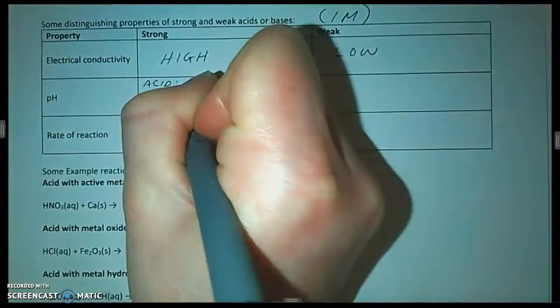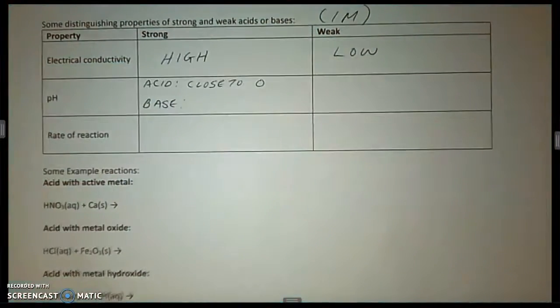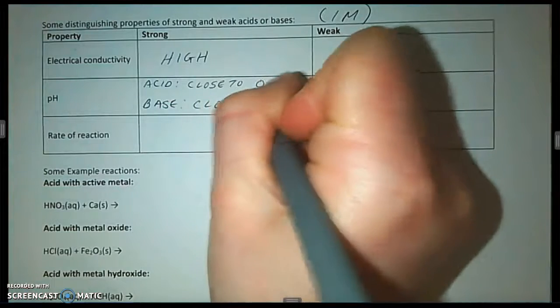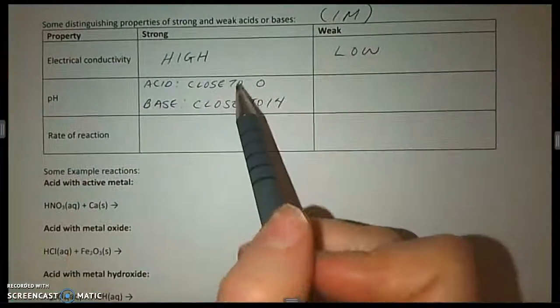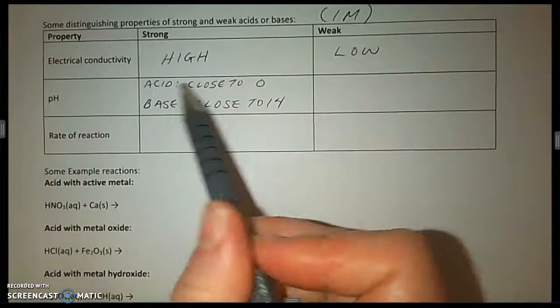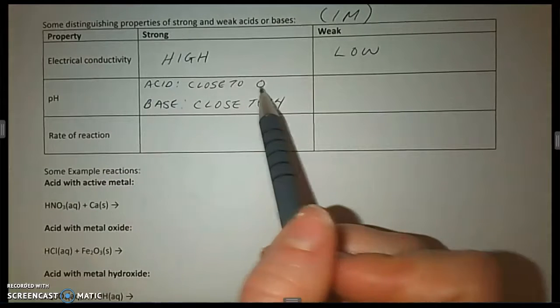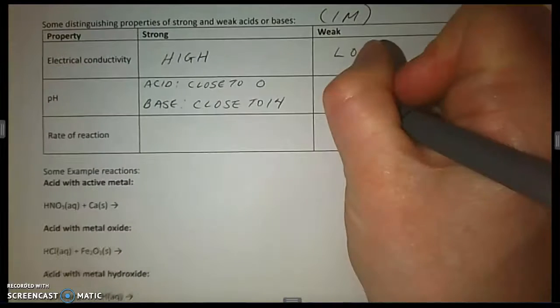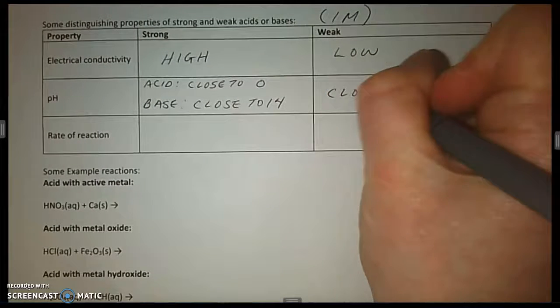For a base, if you have a 1 molar solution of a strong base like sodium hydroxide, then you're going to have a pH of 14. So strong acids and bases are going to be around the extremes of the pH scale. Your acids are going to be close to a pH of 0, your bases close to a pH of 14 when they're strong. When they're weak, you're going to move closer to that neutral pH.